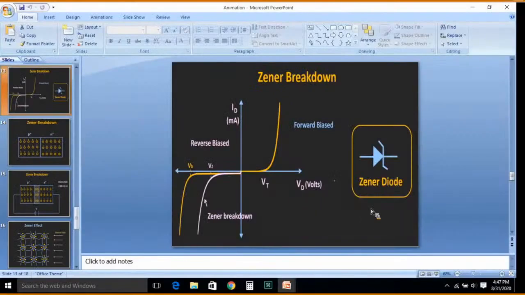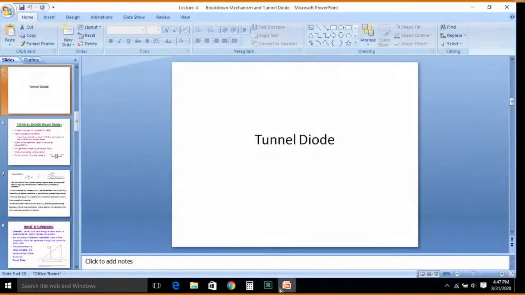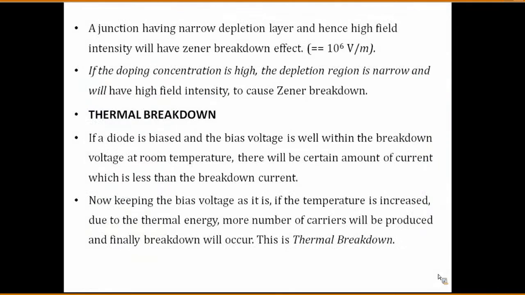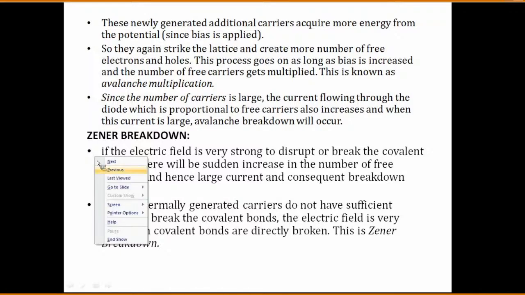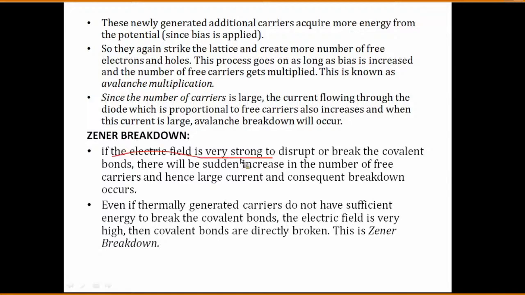Now once again we will see the statement here. What is the statement you see? What is Zener breakdown? If the electric field is very strong, enough to disrupt or break the covalent bonds, there will be a sudden increase in the number of free carriers and hence a large current, and that constitutes breakdown; we call it Zener breakdown. That is what I said just now. Due to a strong electric field, if any breakdown occurs, that is your Zener breakdown.